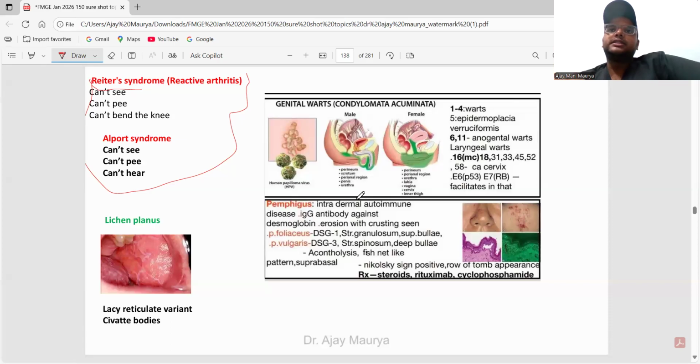Remember here, this is pemphigus. What happens here is that it is an intraepidermal autoimmune disease. Here we have pemphigus foliaceus and pemphigus vulgaris. Remember, these two are important. In the questions, you have to read very carefully, because they will give that one.